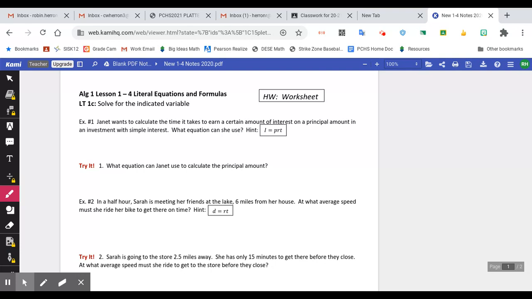So, example number 1. Janet wants to calculate the time it takes to earn a certain amount of interest on a principal amount in an investment with a simple interest. What equation can she use? So your equation that you're given is I equals P times R times T. I is interest, P is principal, R is rate, and T is time. Janet wants to calculate the time.